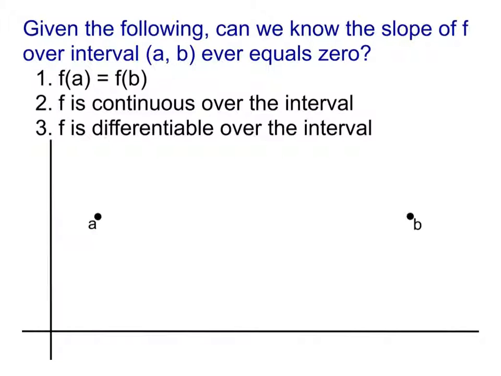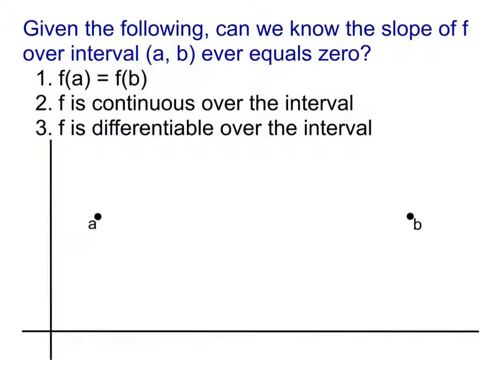Then we also know that f must be continuous over the interval, and that f is differentiable over the interval. So the question is, can we know that the slope must equal 0 at some point? Well, if I did just connect them with a line, does the slope ever equal 0 here? No. Oh, wait, yes. What's the slope here? 0. If it's a horizontal line, the slope is a constant 0.